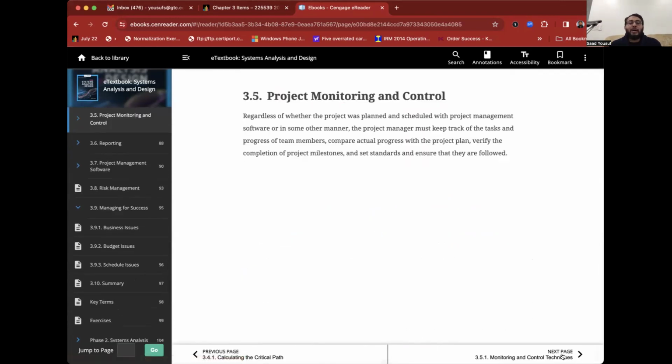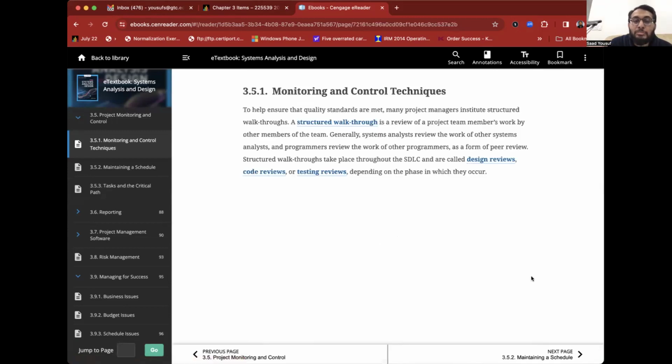Okay, so project monitoring and control comes next. Regardless of whether the project was planned and scheduled with project management software or in some other manner, the project manager must keep track of the tasks and the progress of the team members. And that leads us into monitoring and control techniques.